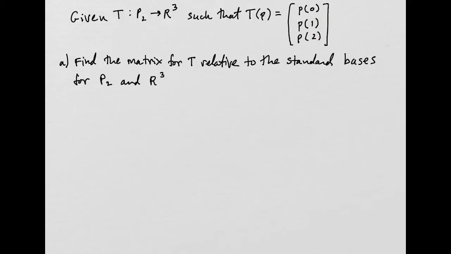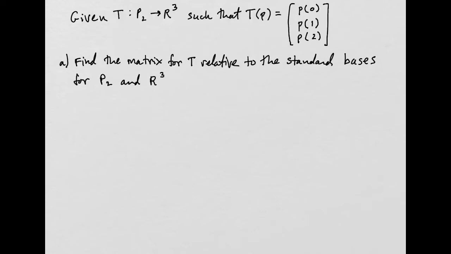Now we're not told that it's linear, but we're asked here to find the matrix for T relative to the standard bases for P2 and R3, so we can assume that it's linear. If T here is not linear, then we can't do this. So we'll assume that T is linear. If we really wanted to, we could check linearity, but I'm not going to do that.